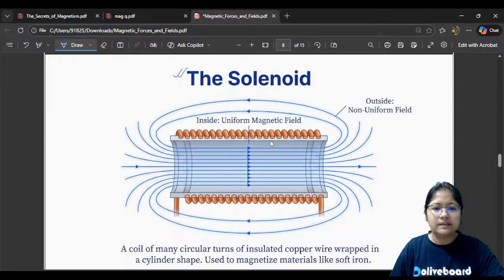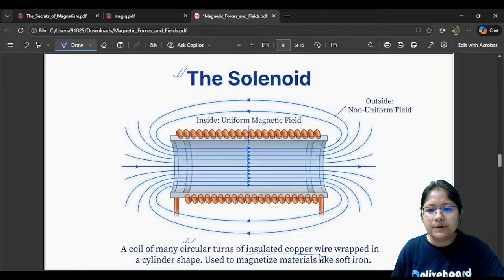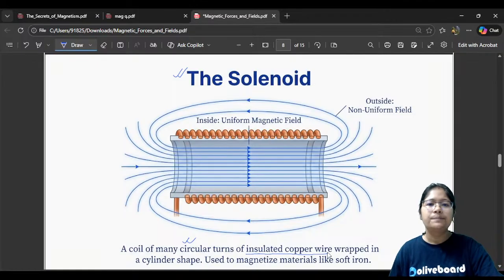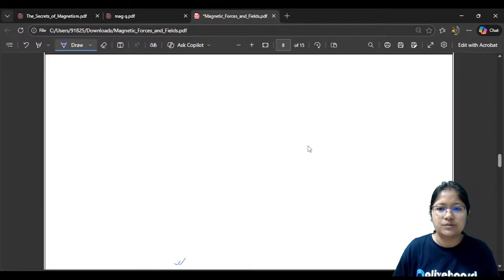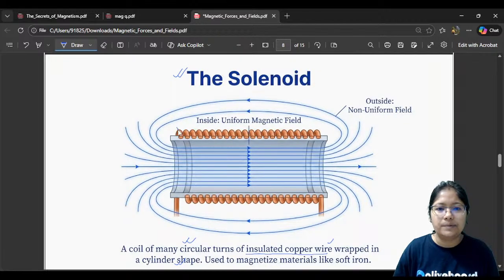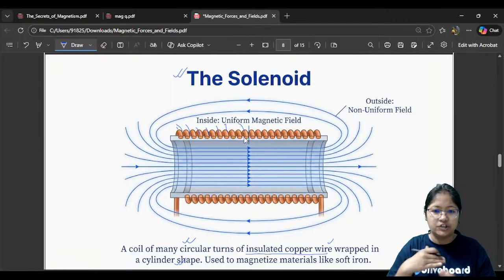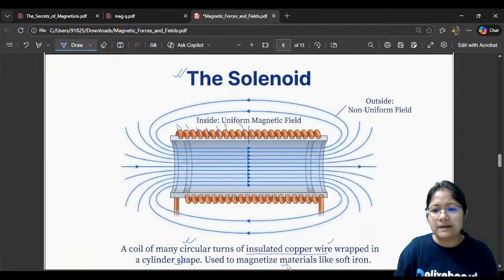So what is a solenoid? It is a coil of many circular turns of insulated copper wire. Copper, you know, is a good conductor of electricity. So the copper coil is wrapped in a cylindrical shape. As you can see in this one, these are the copper coils, wrapped in a cylindrical shape, used to magnetize materials like soft iron. What is the purpose? It can be used to magnetize the material.